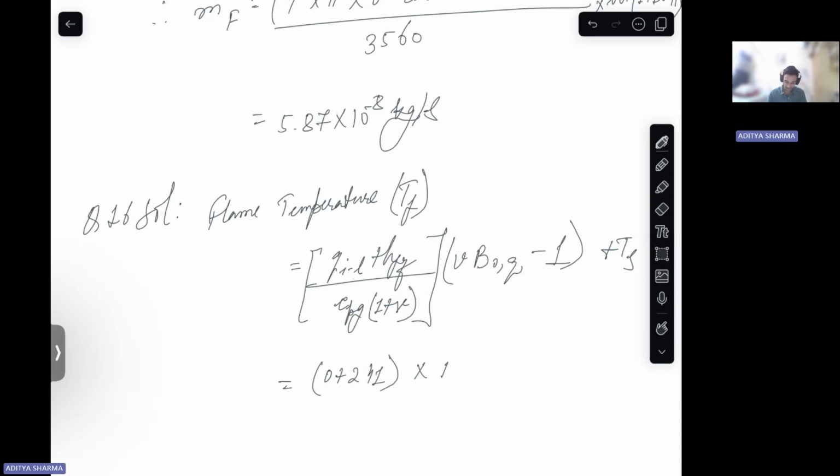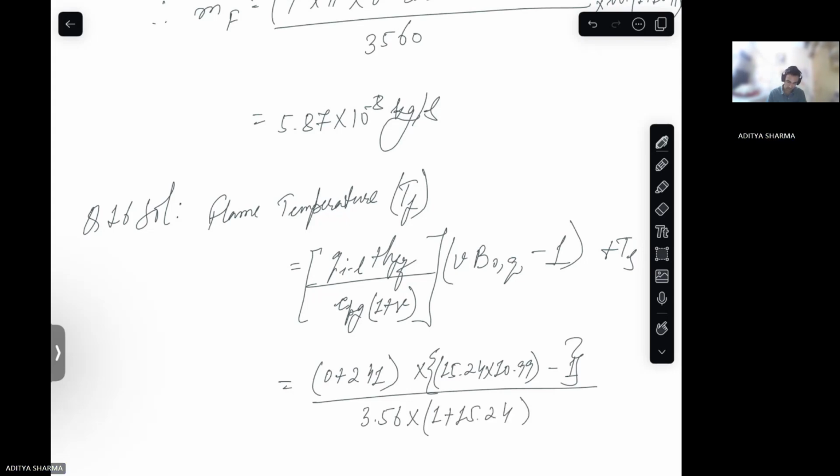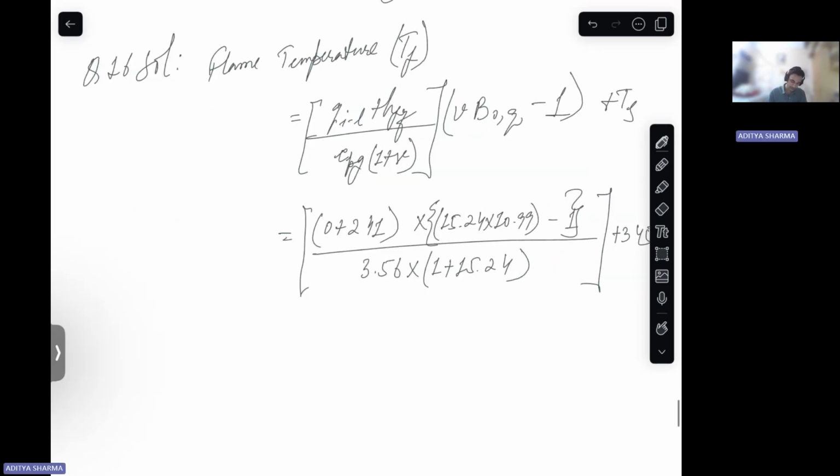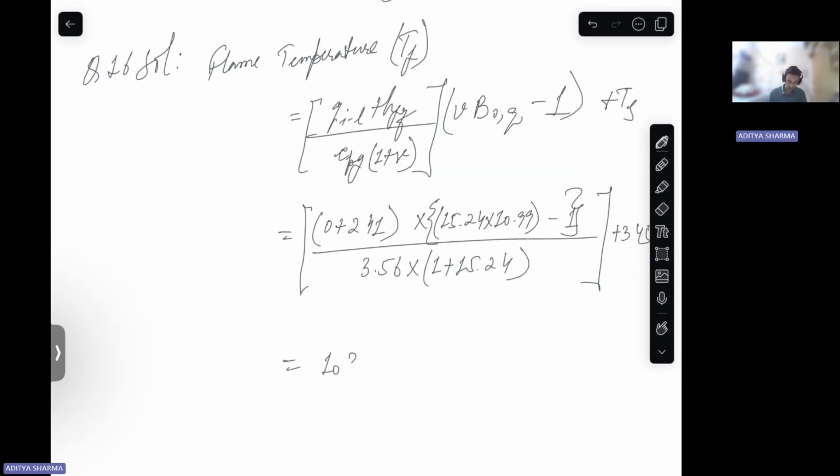So this is into 15.24 into 10.99 minus 1, divided by 3.56 into 1 plus 15.24, plus 345. So when we work this out, this comes out to be 1039.005 Kelvin. Okay, so this is the answer. Question number 16.